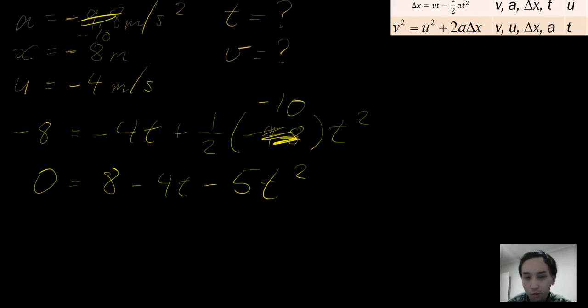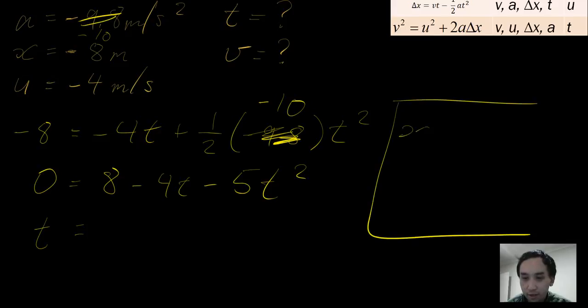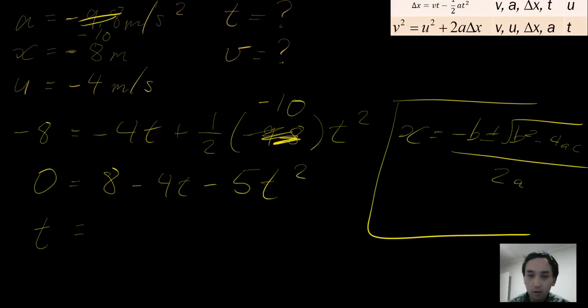But I'm just going to use the quadratic formula here because that's probably the fastest way in this case. So t is going to equal to, let's see. Actually, for those of you who forgot what the quadratic formula is, let's just quickly recap. x is equal to negative b plus or minus the square root of b squared minus 4ac, over 2a. Okay, so the b value is negative 4 here.